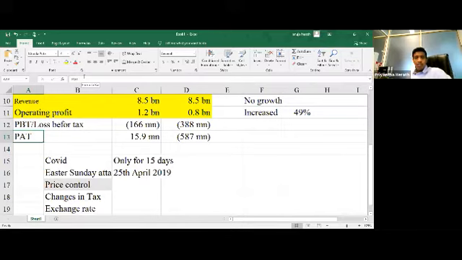And the loss is 166 million, right? And last year the loss was 388 million. And profit after tax: before tax there is a loss, but after tax there is a profit. How come? Before tax it is 166 million negative, and after tax it is 15.9 million positive, right?